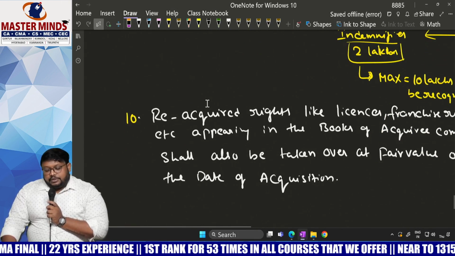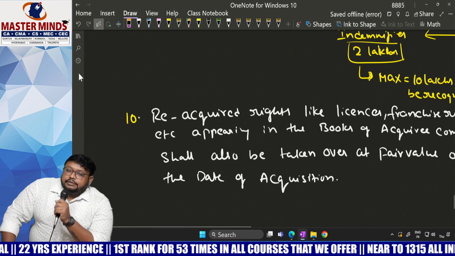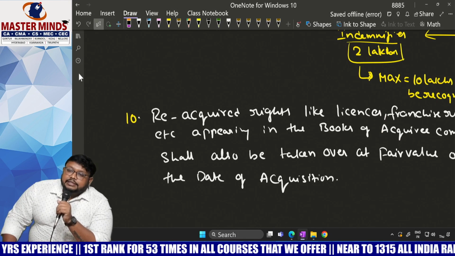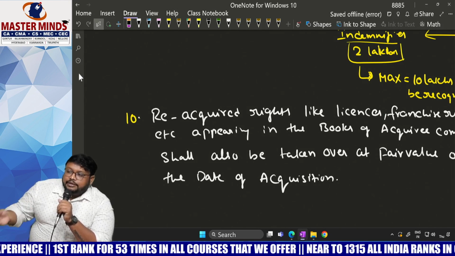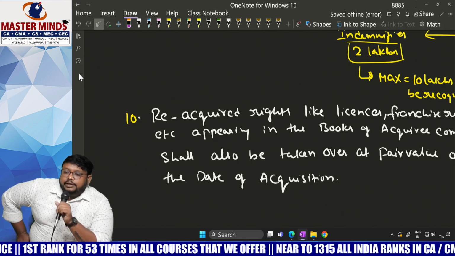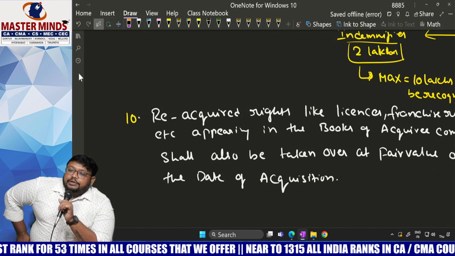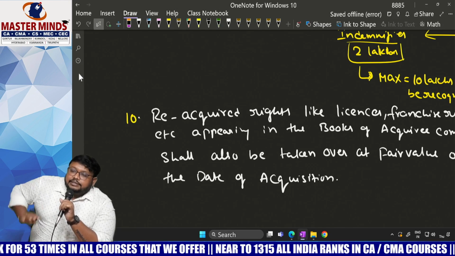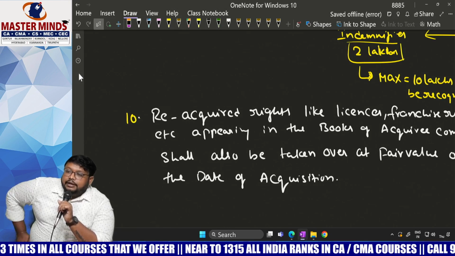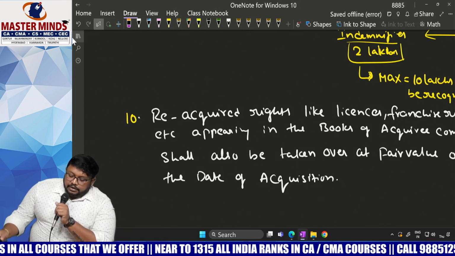And the last one, reacquired rights. If any reacquired rights, initially we gave a right to license or a right for franchisee or something to the acquiring company. Now for acquisition purposes, we are reacquiring such rights, and that also is to be recognized at fair value on the date of acquisition.